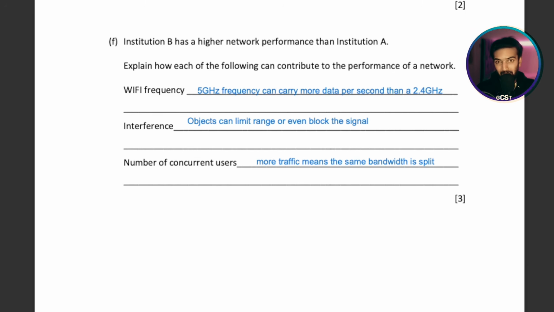Bandwidth is like the maximum capacity of a wired or wireless network. So imagine you have a bandwidth of 10 and you've got 10 users, it gets shared equally. So each person would get in turn 1 megabyte per second or something like that. So make sure you know all of these things that affect network performance.